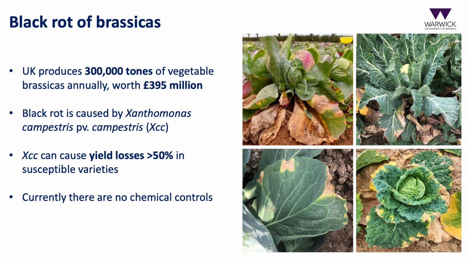If you look at these images, you can see the symptoms of black rot disease on brassicas. You can see this V-shape symptom on the leaves. This is how the pathogen enters through the leaf. It is caused by Xanthomonas campestris pathovar campestris, or from now on I'll call it XCC.